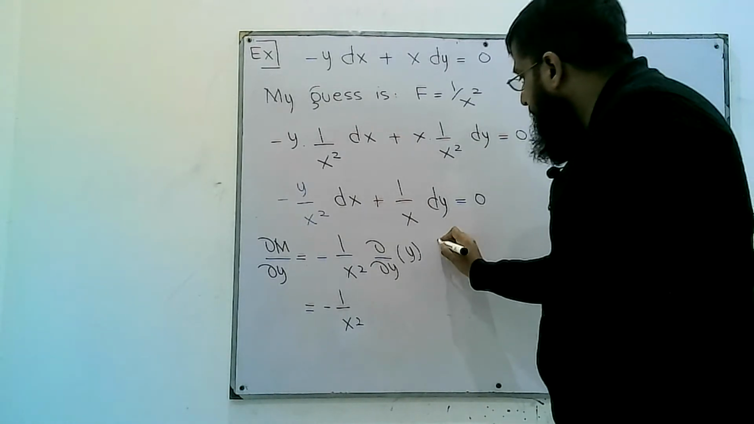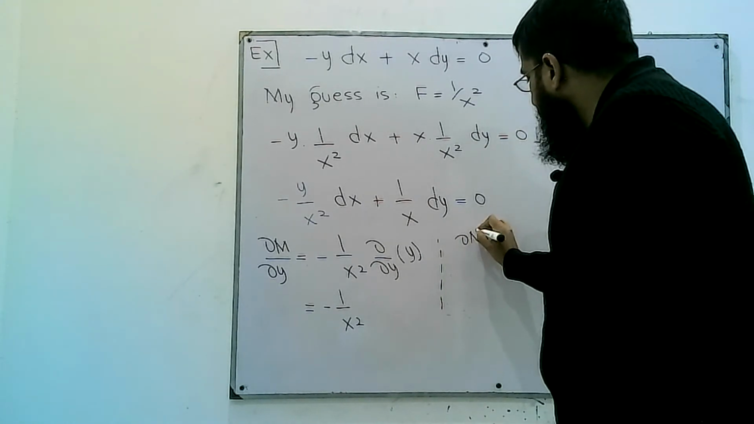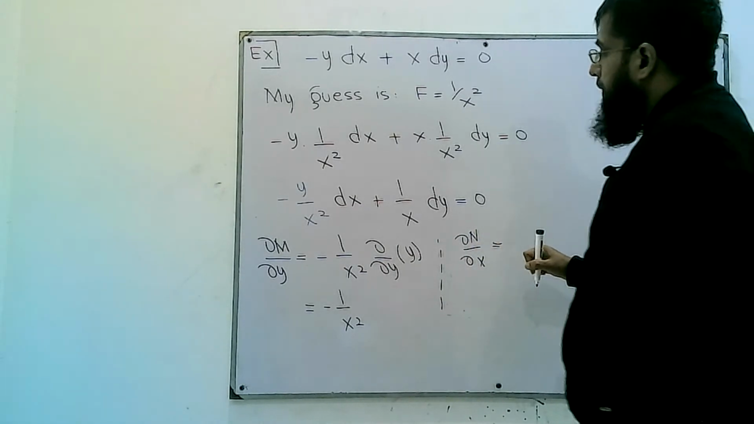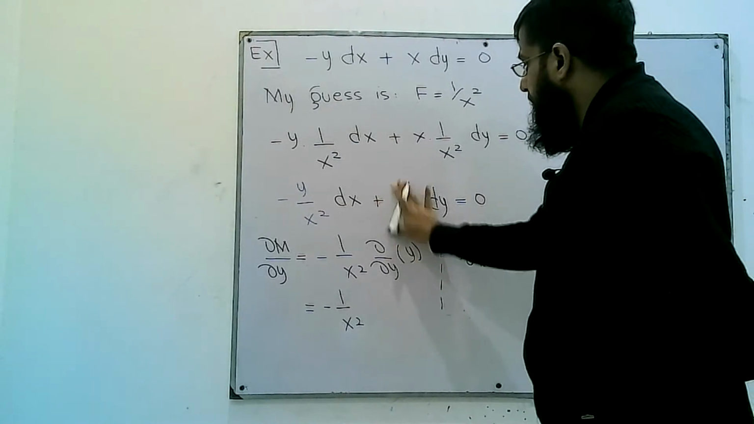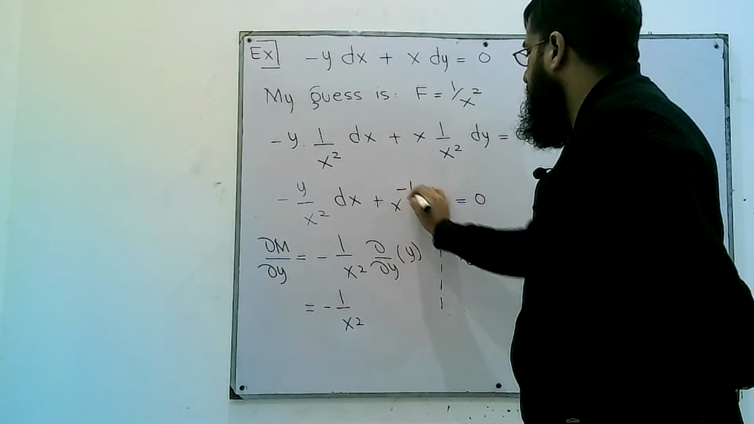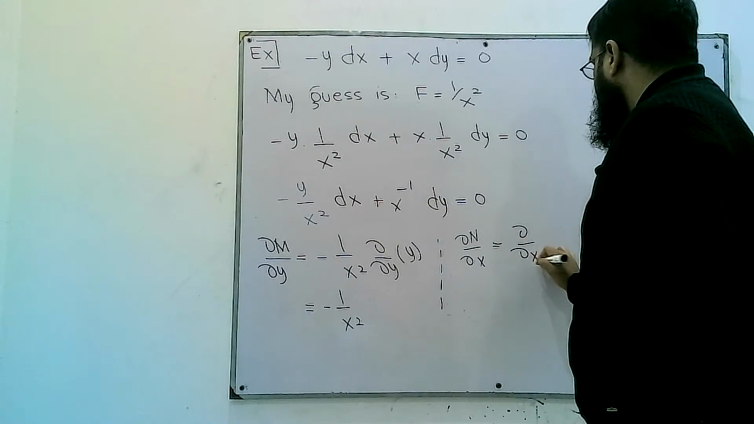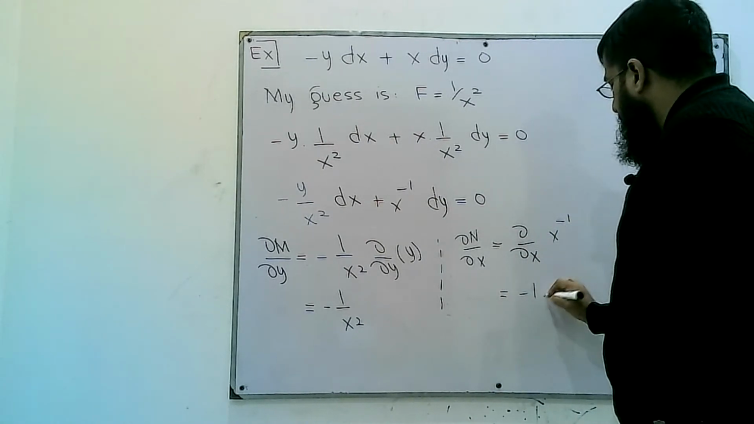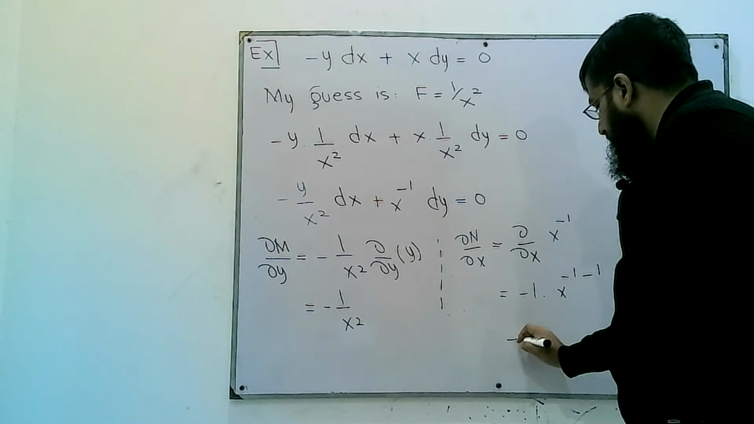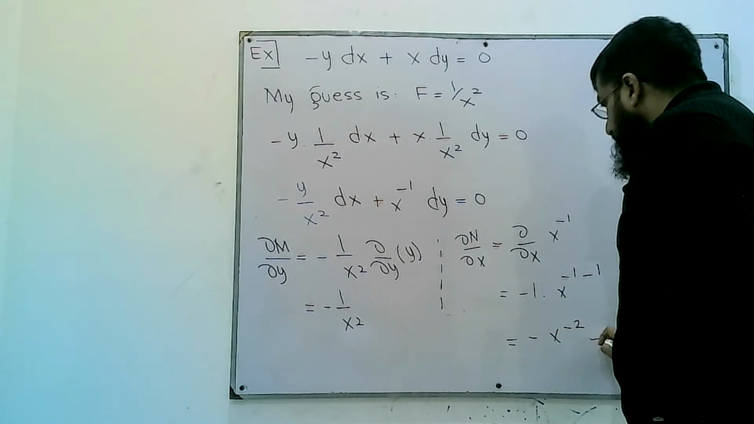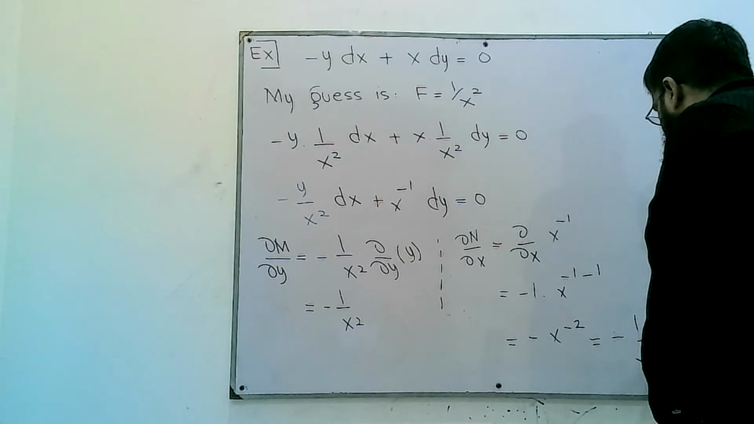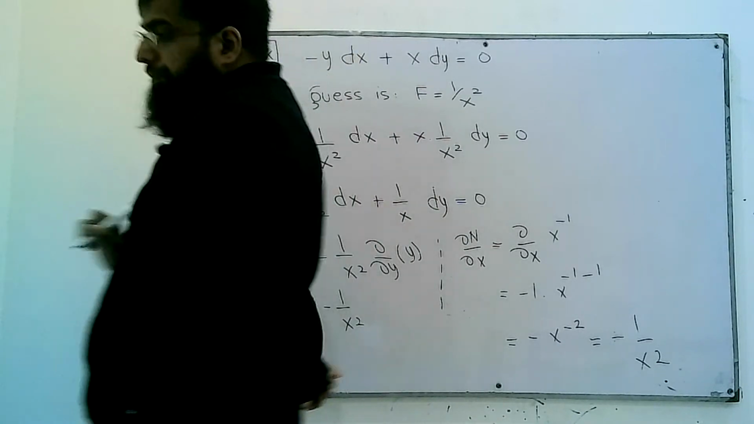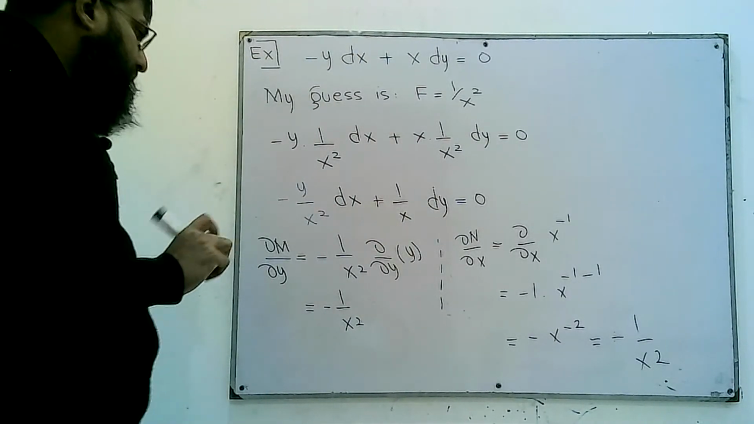And next we'll apply the other check. Partial N over partial x: this 1 over x can also be written as x to the minus 1. So partial over partial x of x to the minus 1 is minus 1 times x to the minus 1 minus 1, so minus x to the minus 2, or minus 1 over x squared. So even this comes out to minus 1 over x squared.